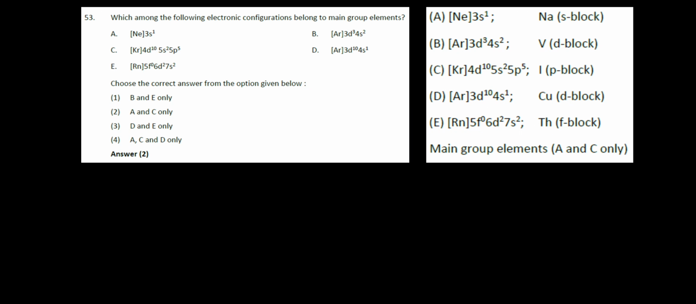And then the last one belongs to the f block, and not the p block. So which is a main group? S and P blocks are main, so A and C will be the correct answer, option 2.